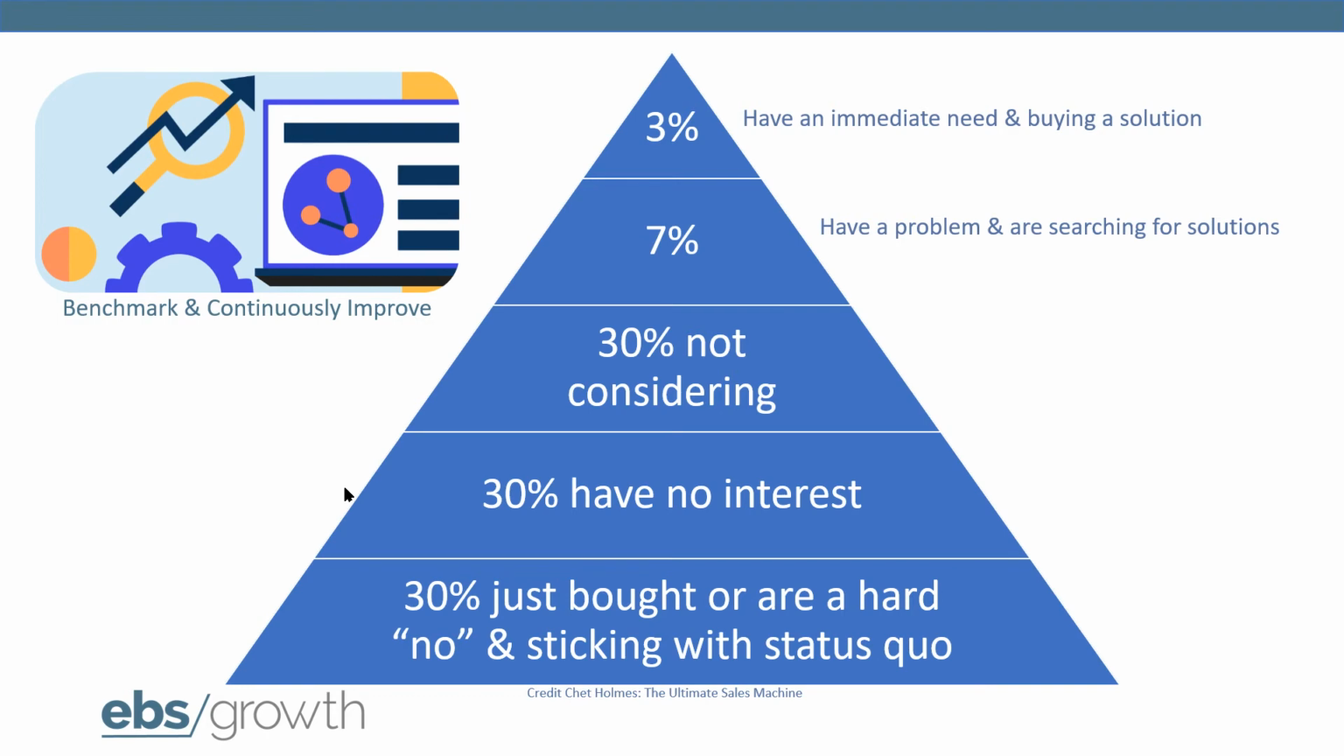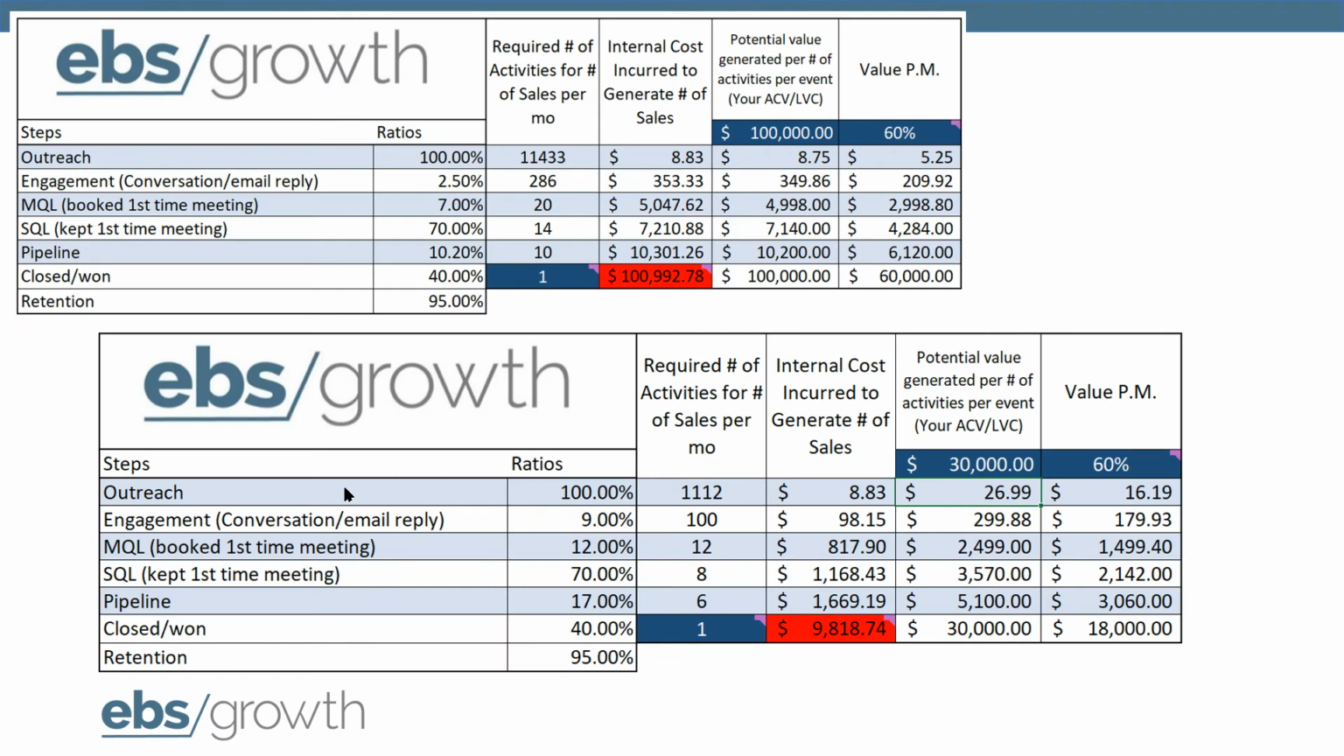But the curious thing is, things change quarter after quarter. So that 30% who have no interest might end up becoming that 30% that are not considering anything and are not opposed to what you're doing. And then lastly, 30% just bought or a hard no, and they're sticking with status quo. So that's 100% of the marketplace. And what we do from our team, our technology, is we're able to hit that whole entire market. No matter where they are, we can hit them and warm them up.